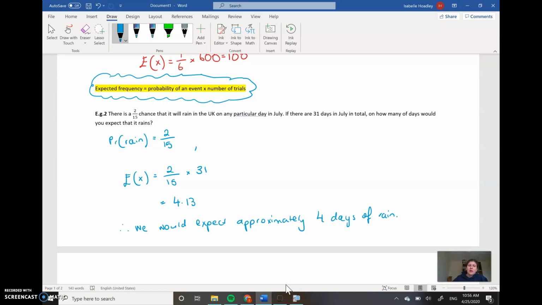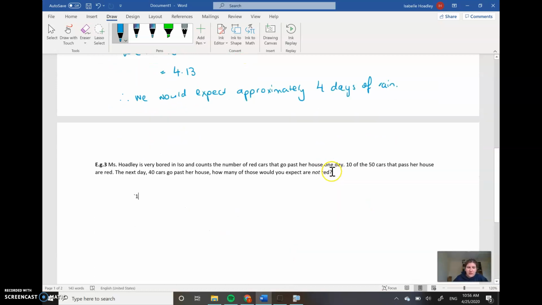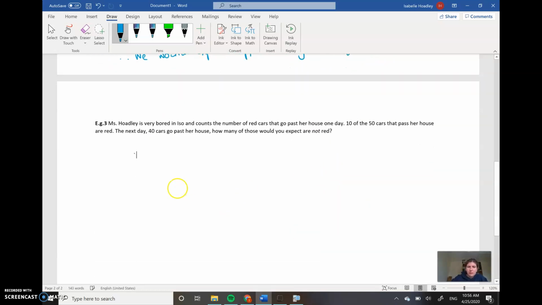Okay, next one. This is the last example. Miss Hoadley is very bored in isolation and counts the number of red cars that go past her house one day. 10 out of the 50 cars that pass her house are red. So my probability of a car being red is 10 out of 50, which is the same as 1 out of 5. The next day, 40 cars go past my house. How many of those do we expect are not red?